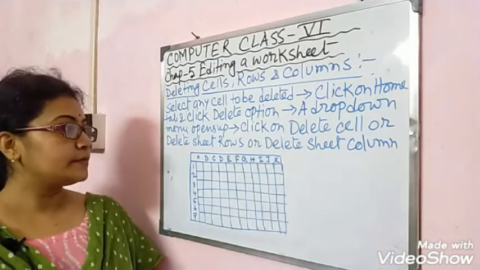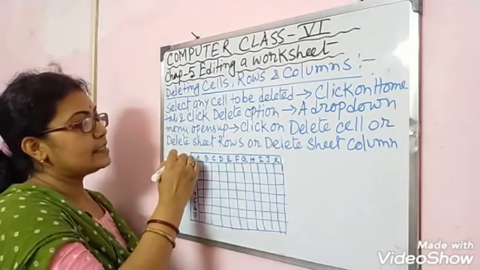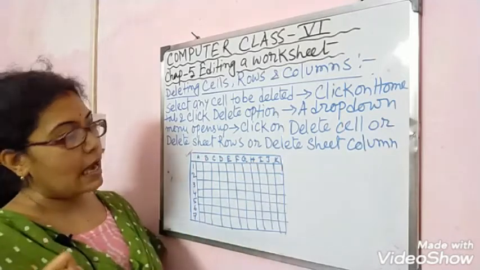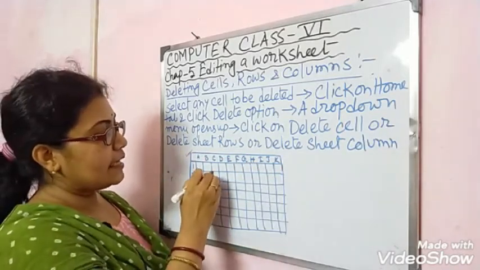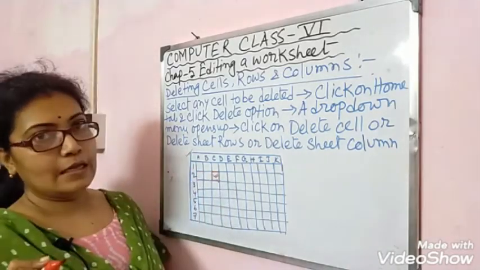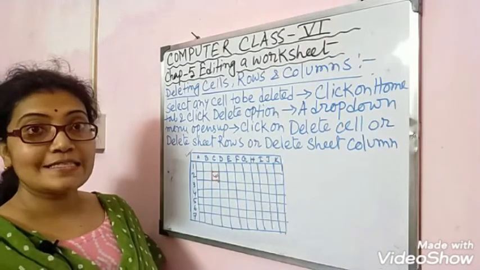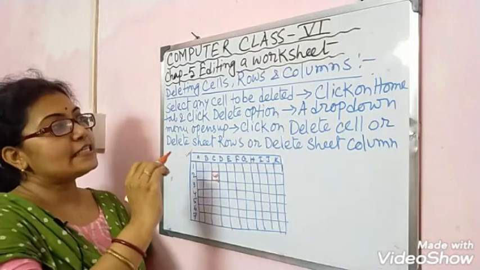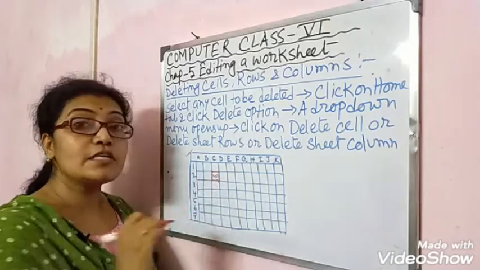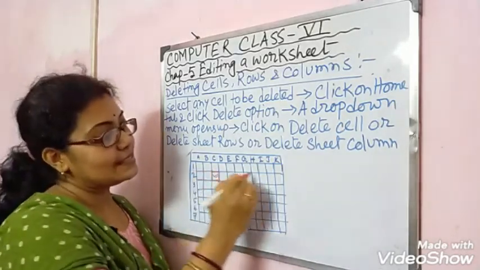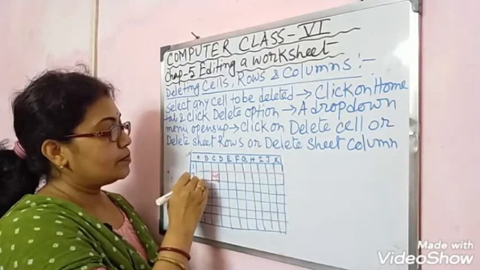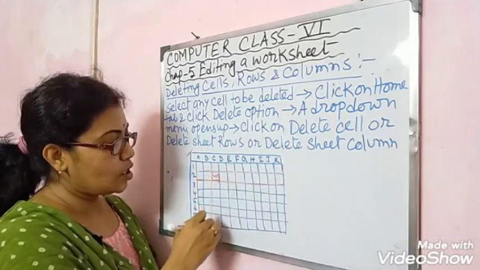So let's start. First of all, this is a worksheet. Suppose I want to delete a particular cell, C2. So what will be the steps? First, select the particular cell, row or column that we want to delete.